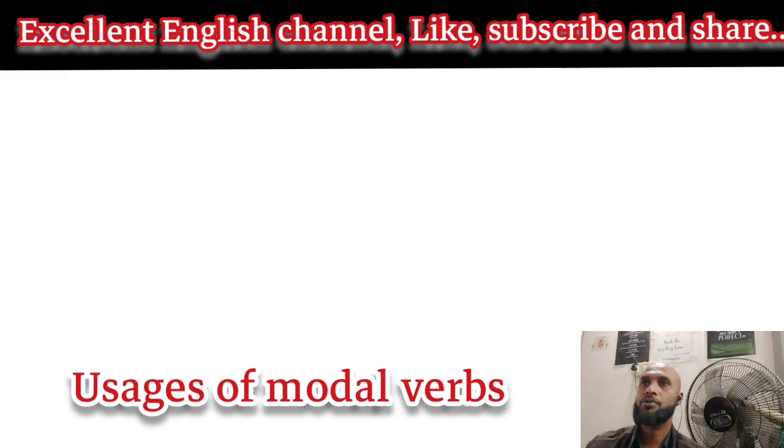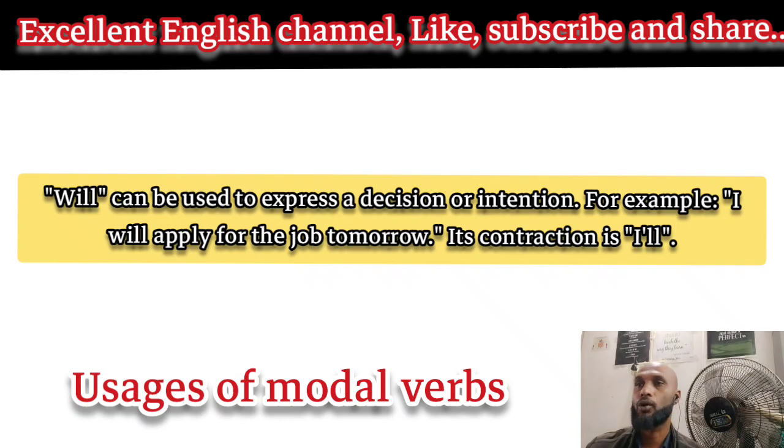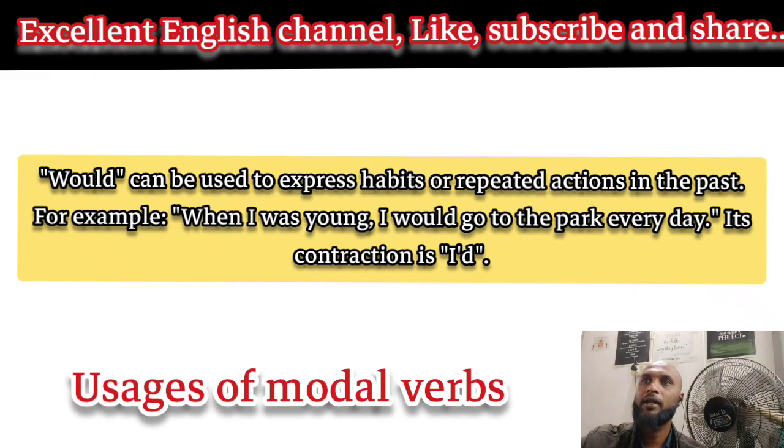Will can be used to express a decision or intention. For example, I will apply for the job tomorrow. Its contraction is I'll. Would can be used to express habits or repeated actions in the past. For example, when I was young, I'd go to the park every day.